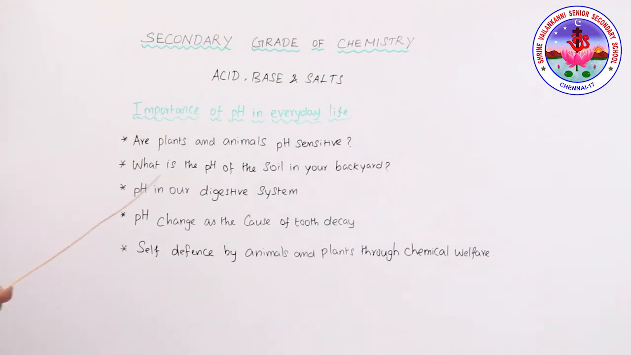Then, what is the pH of the soil in your backyard? The plants require a specific pH range for healthy growth. So, to find the pH required for the healthy growth of a plant, you can collect the soil from various places and check the pH with a pH paper, and you can note what plant is growing in the region from where you have collected the soil.